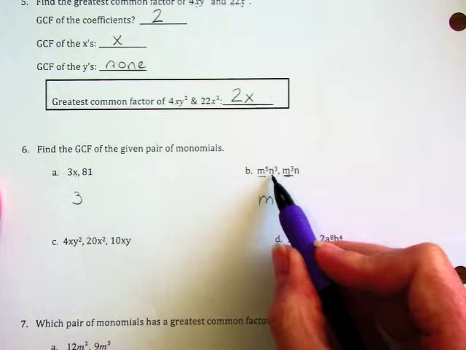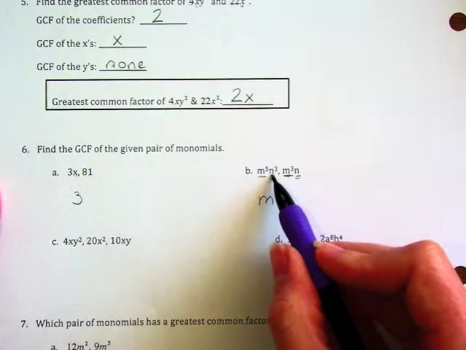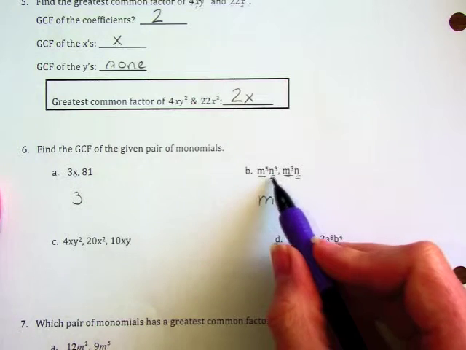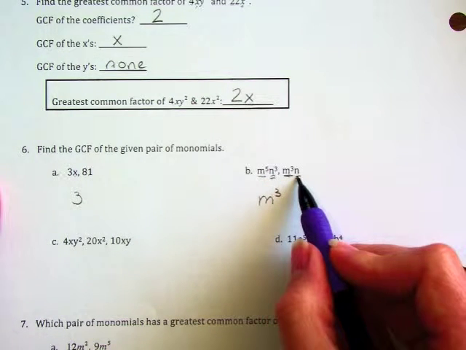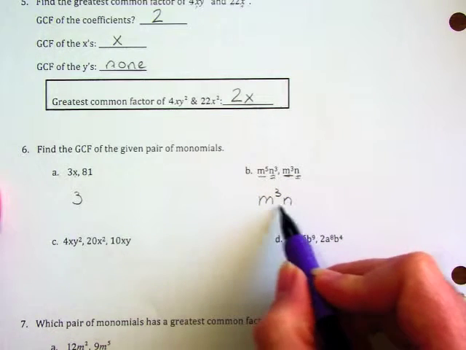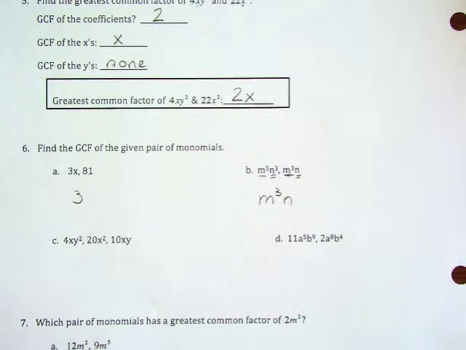Then I look at my n's. For my n's, I have 3 n's in the first monomial, 1 n in the second monomial. If I circle the same amount of n's in both monomials, I'd only be able to circle 1 because there's only 1 in this second monomial. And so m to the 3rd n is my greatest common factor for those 2 monomials. Okay, I'd like you to try this now. Go ahead and pause the video and try C and D.